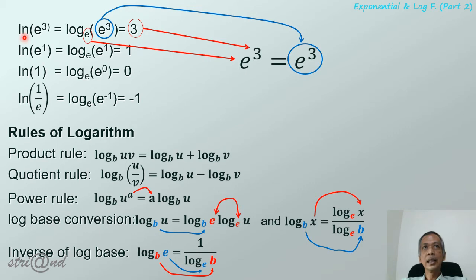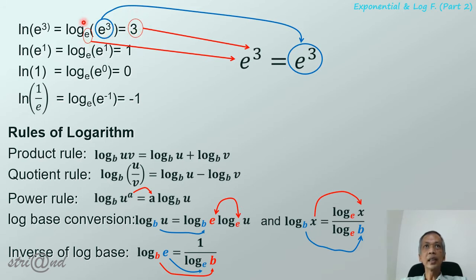When we have the natural logarithm of e to the power of 3, it is equal to the logarithm of e to the power of 3 to the base of e, because in natural logarithm the base is e. So it is the same as the logarithm of e to the power of 3 to the base of e, and it is equal to 3.